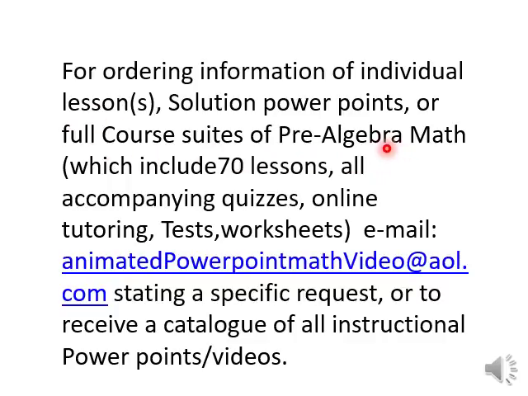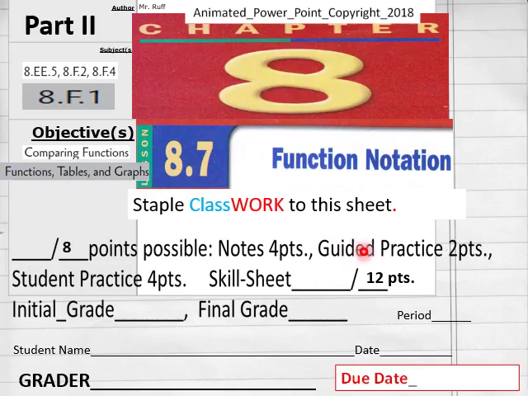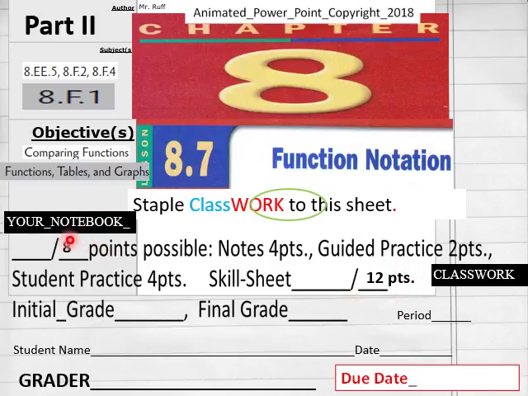This is 8.7 part 2 of the pre-algebra math class worksheet. Today, not a lot of notes to take, students. We only have 8 points here, 12 points here of classwork, 32 points here of classwork, and then 9 points. Function notation.